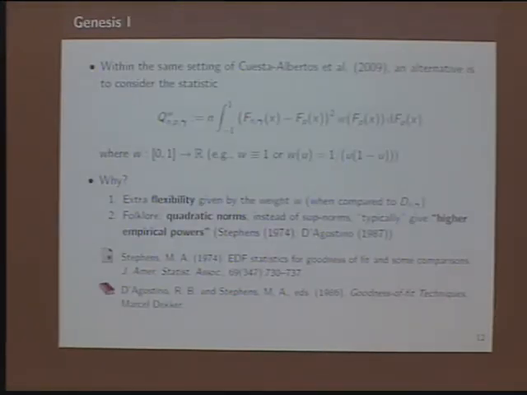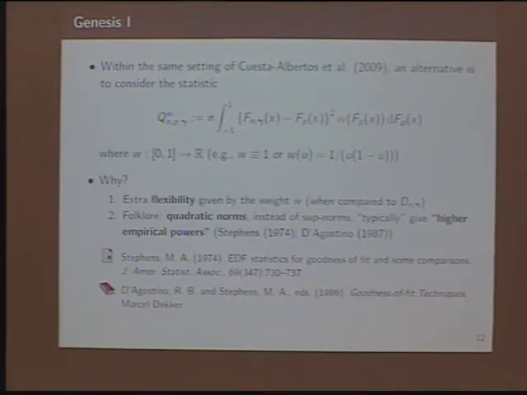So the idea is within the very same setting of Cuesta-Albertos, so just take a direction, then project it, then test for the projected distribution. Then, okay, well, just do a simple tweak and then replace sup norm by quadratic norm, add a weight so that we can have some extra flexibility, and then let's study that statistic. So that's what we did, and well, that was the original definition of the statistic.